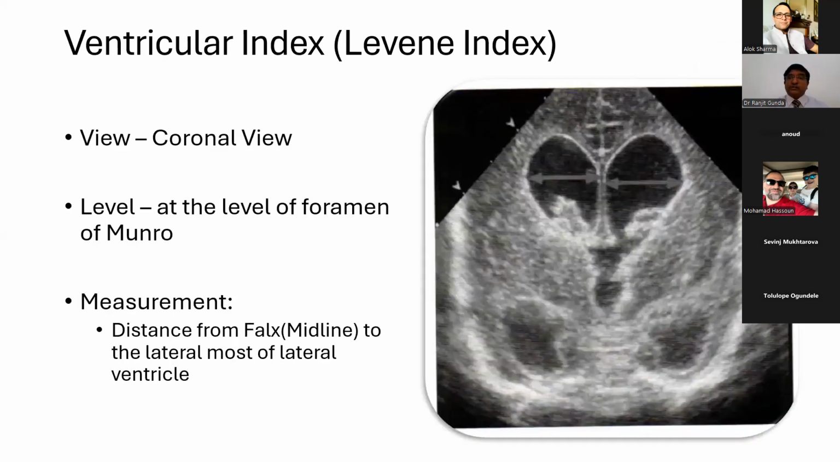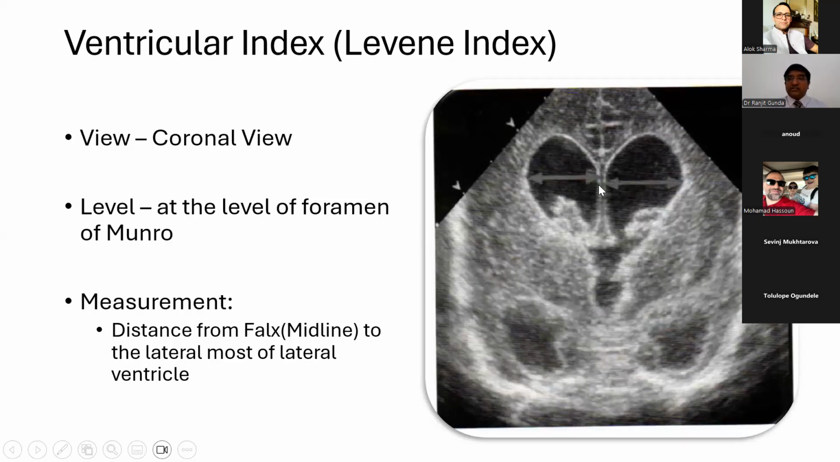So first we go with something called the ventricular index. Various terminologies have been used, such as Levine index and ventricular ratio, but typically the best term is ventricular index, which is measured in the C3 view, mainly the level of the foramen of Monro in the coronal view. So we measure from the midline falx to the lateralmost part of the lateral ventricle. That is the measurement we wanted.